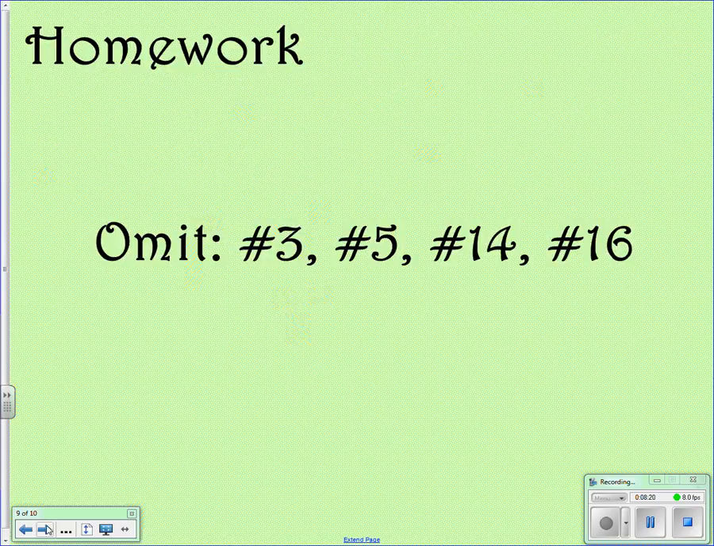You do get to omit numbers 3, 5, 14, and 16 on your homework, so make sure that you do those tonight so that we can go over any questions you have tomorrow.